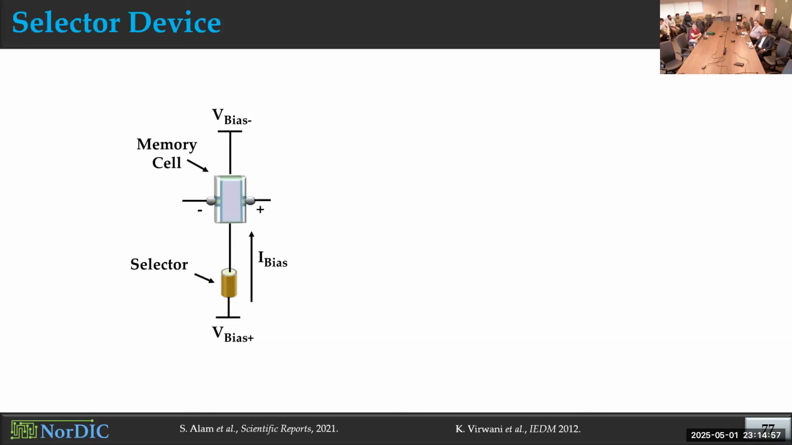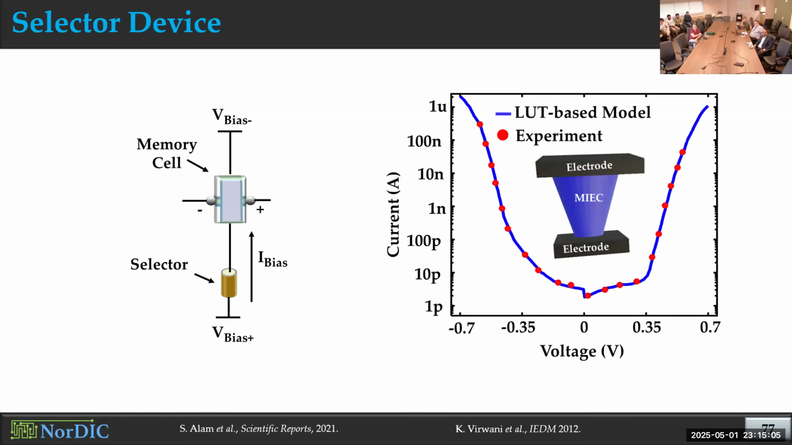So this is the design of the memory cell that we came up with. So we connected this memory element, quantum anomalous Hall effect based memory element, in series with this selector device. And as the selector, we use this MIC material based selector. And there are two major reasons for using this material. You can see the experimental relation between this current and voltage in this selector. And that's why they are also known as exponential selector.